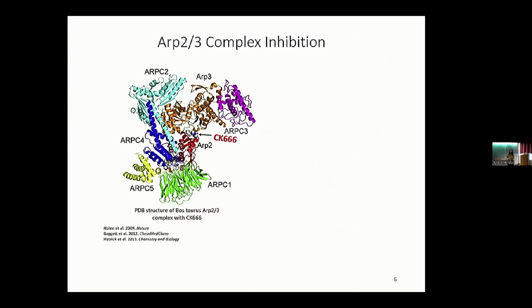So the current state of the art is CK666, which we all know about, which binds to the ARP2/3 complex in a pocket and prevents nucleation of new branches of actin. But we don't have any spatial or temporal control when we're using this. It's highly reversible and it limits the scope of its use in a lot of cell-cell conjugate systems.